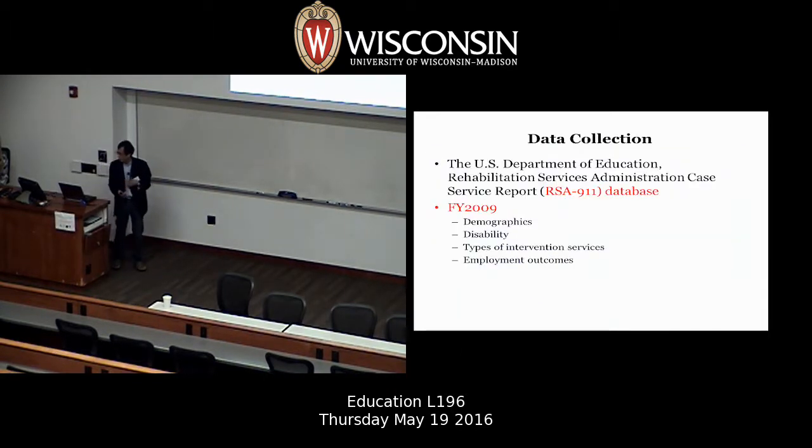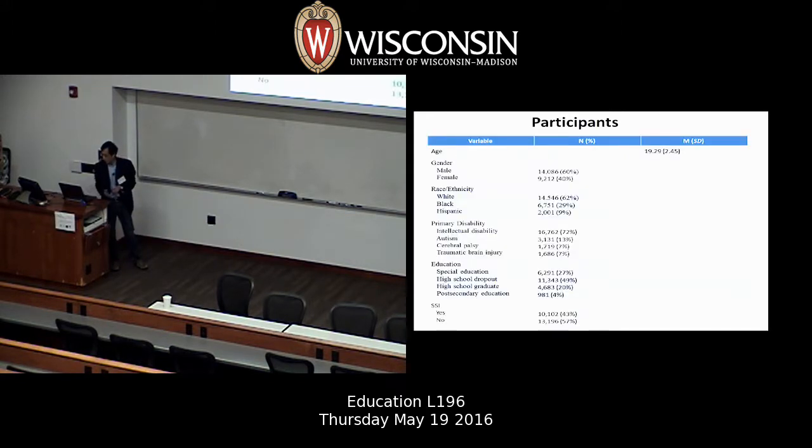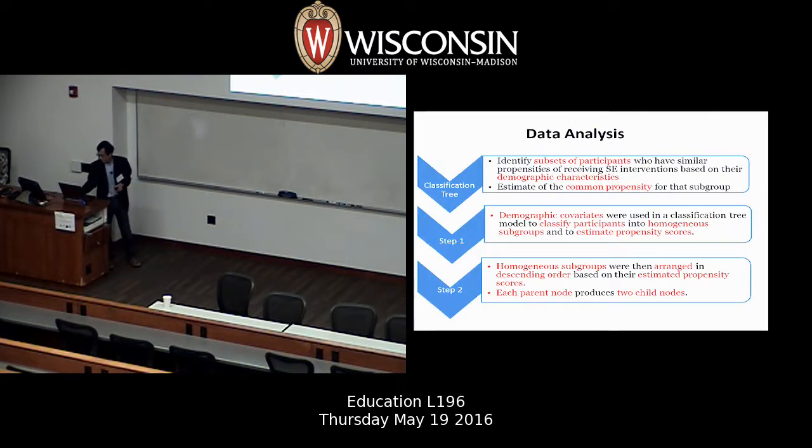Again, we use the RSA 911 data, fiscal year 2009, because we did the study a couple of years ago. The group we use are primarily people who are appropriate for supported employment, including intellectual disabilities, autism, cerebral palsy, and TBI. The goal is to identify a subset of people with disabilities who are most appropriate to receive supported employment, who have the highest propensity score to receive it.